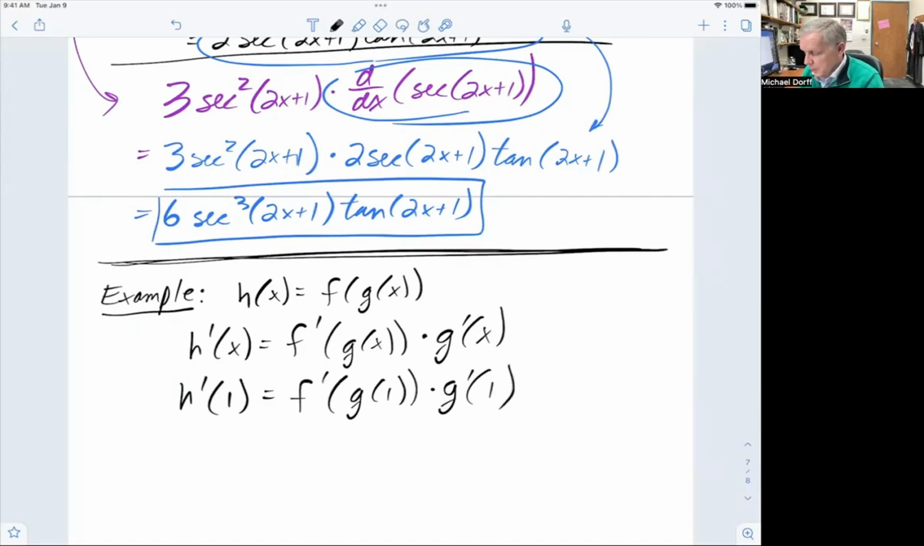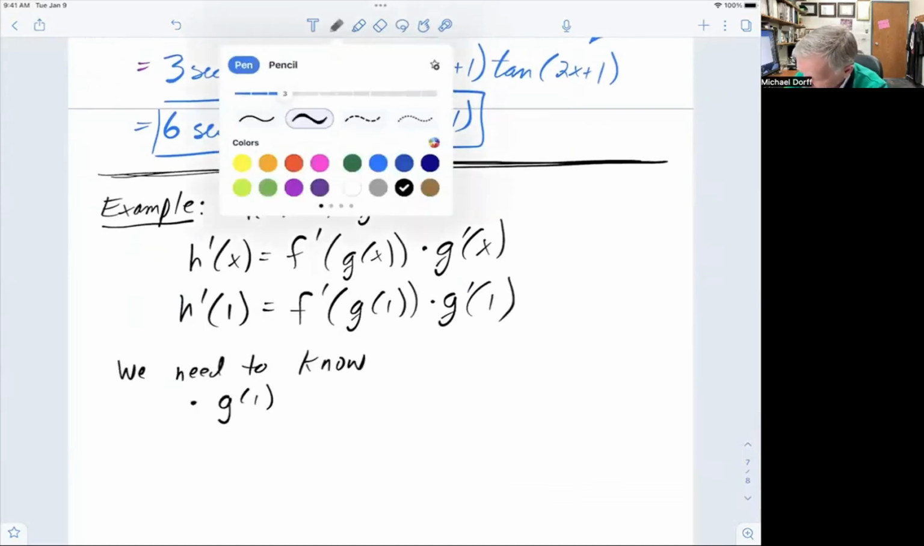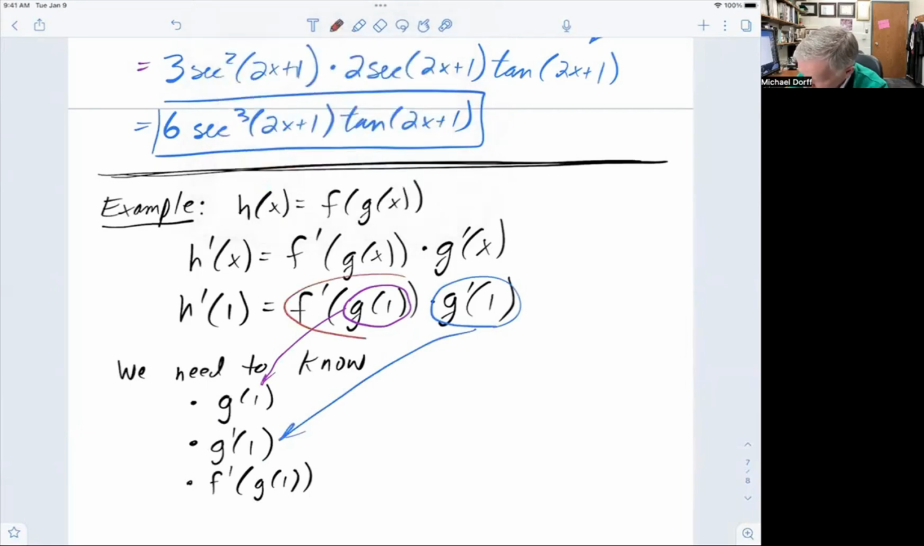I need to know what g of 1 is, g prime of 1, and then f prime of g of 1. So we need to know g of 1, because that comes from here. We also need to know g prime of 1. Then we need to know what f prime of g of 1 is, right? This part here, and this gives me that.